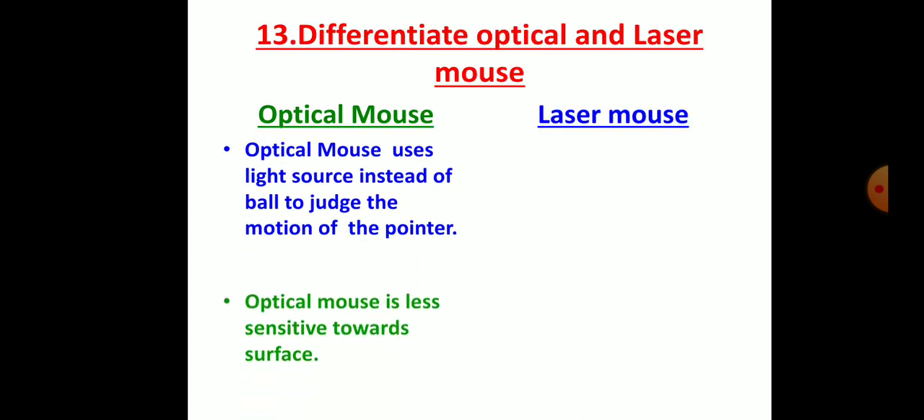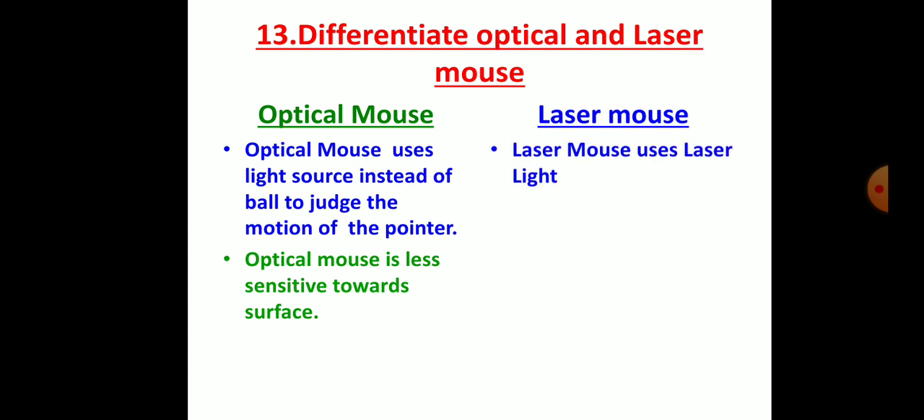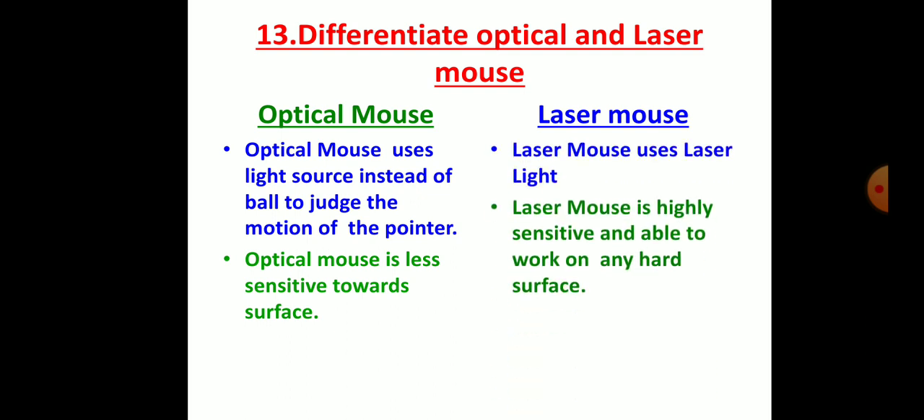Differentiate optical and laser mouse. Optical mouse uses a light source instead of ball to judge the motion of the pointer, whereas laser mouse uses laser light. Optical mouse is less sensitive towards surface. Laser mouse is highly sensitive and able to work on any hard surface.